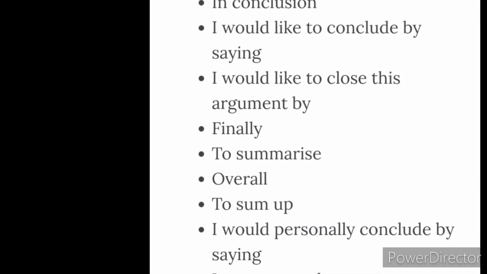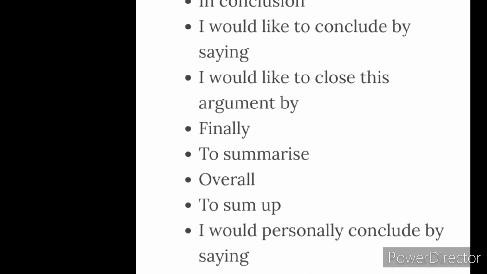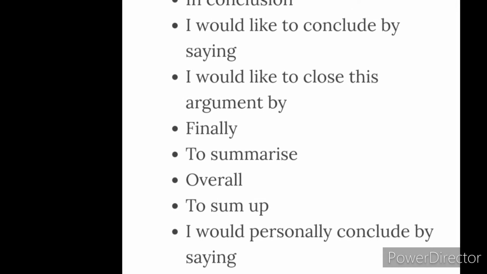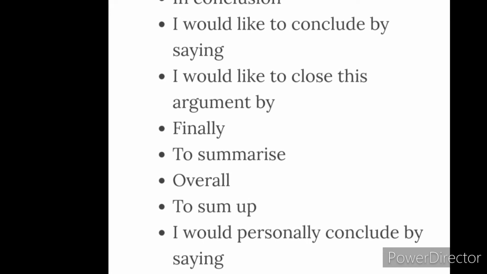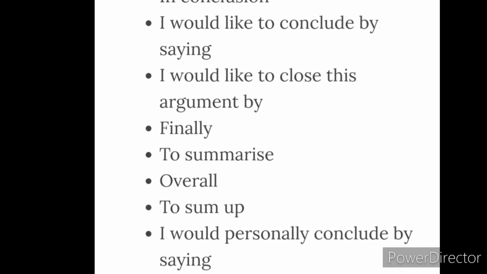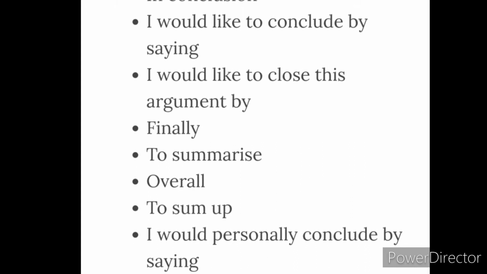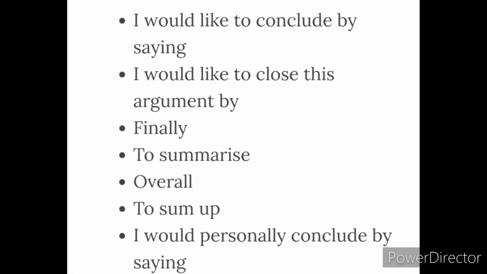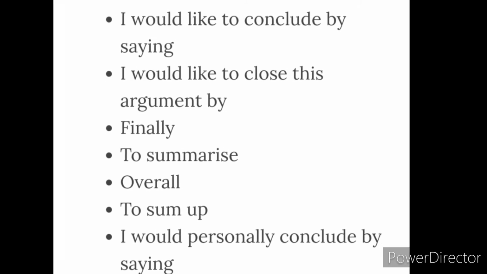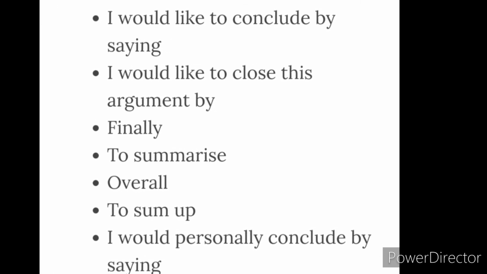This paragraph should focus on summarizing your line of thought, a short crisp ending which concludes the whole argument in whatever way is required. Vocabulary for the conclusion can be: in conclusion, I would like to conclude by saying, I would like to close this argument by, finally, to summarize, overall, to sum up, I would personally conclude by saying, it may seem that, recapitulation. This is the most important vocabulary for your conclusion paragraph.